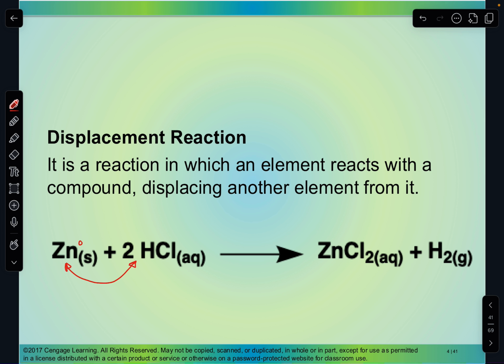And so zinc goes from a 0 to a 2+, which means that it is oxidized. Zn is oxidized. And then you have H+ going to H with a 0, which means that H is reduced. The positive charge of H has been reduced, which means that zinc is oxidized. And chlorine is going to stay -1 throughout.